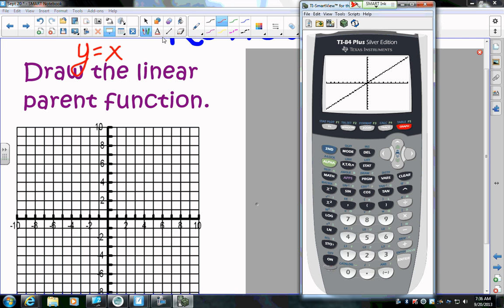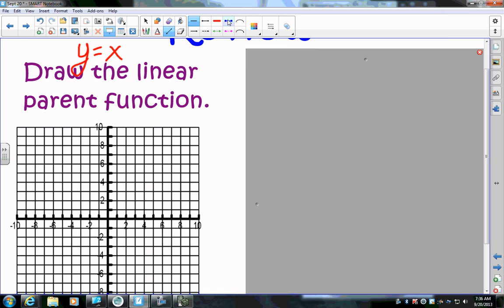So, let me find my little lines here. I will start here. There we go. If you notice on the linear parent function, we start at 0, 0, and we're going up 1 and over 1, up 1 and over 1. It's always going up 1 and over 1. Okay? You have to have this memorized.